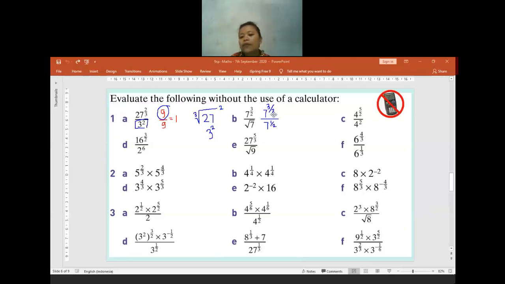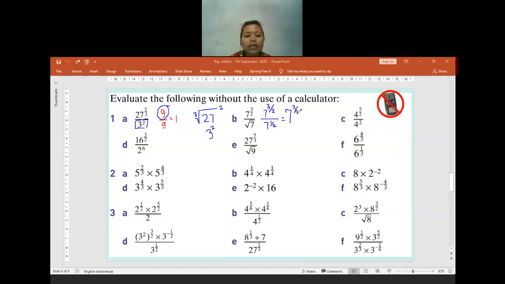Division. When we have division, what do we do to the power? Subtract. Yeah, okay. When we subtract them, we will have 7 to the power of how many? 3 per 2 minus 1 per 2. How many will it be? 2 per 2. Yeah, the answer will be 2 per 2. 2 per 2 is equal to 1.